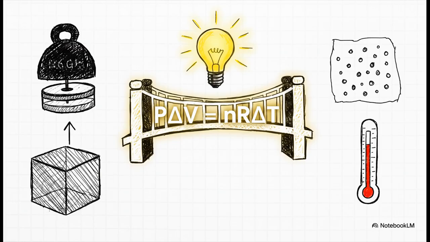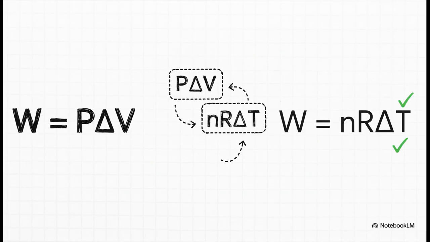And here it is, our big breakthrough. Remember the good old ideal gas law, PV equals nRT? It's the key that connects pressure, volume, and temperature. For a process where pressure is constant, it means that P times a change in volume is the same as n times R times a change in temperature. This gives us an entirely new path forward. Since work equals P delta V, we can just swap that out and get a brand new formula. Work equals n times R times delta T. This is awesome. We already know n, the number of moles, and we know delta T, the change in temperature.